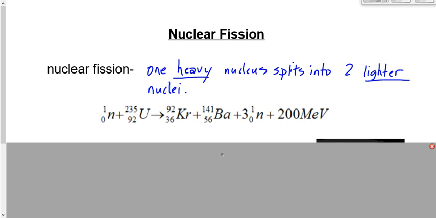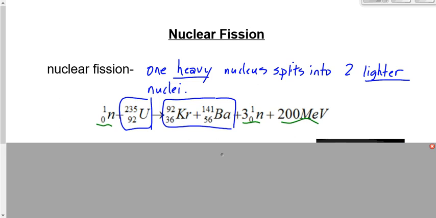Now, here's an example of a nuclear fission reaction. This is not by any means the only example. This is just the one example that I've put up on the board. You can see here that one heavy nucleus, in this case uranium-235, splits into krypton and barium. There are some neutrons and some energy here, and they're important, but they're not important in determining what type of reaction it is. They're important for something else that we'll talk about in just a moment. What I want you to look at in determining that this is a fission reaction is that one heavy nucleus, uranium-235, splits into two lighter nuclei, krypton and barium.